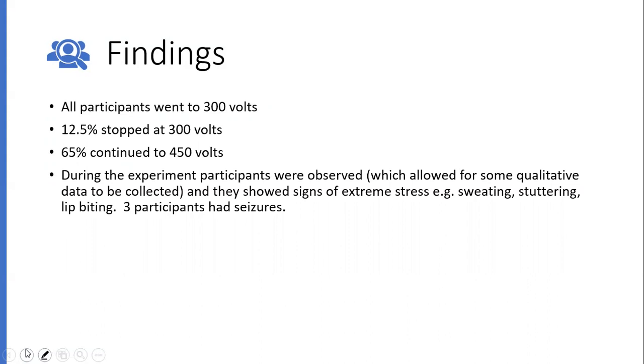Now, when we've got the percentages, that's quantitative data, but they also were able to collect some qualitative data by looking at and observing how the participants behaved. Some were showing extreme stress like sweating, stuttering, biting their lips, digging their nails into their hands. Actually, 3 participants were hospitalized because they had full-blown seizures. So really, the stress upon the participants was quite extreme.